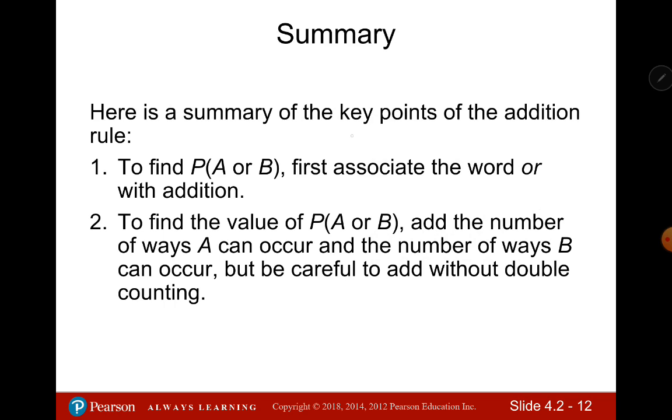So these are the key points of the addition rule. First, we should find the keyword, "or". Then, when we use the intuitive rule, make sure there's no double counting.